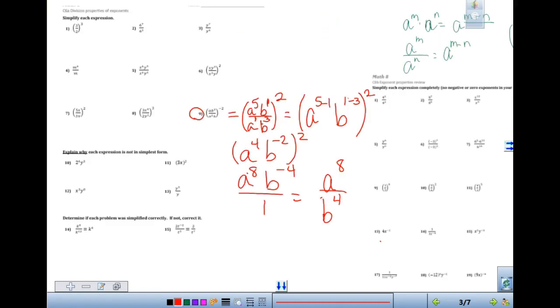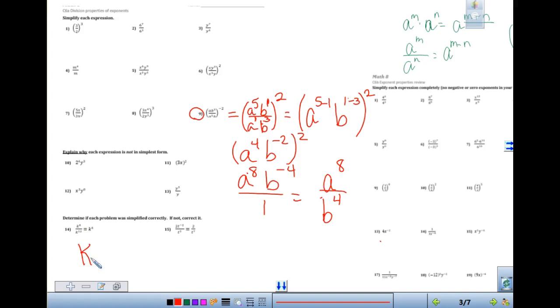You're explaining up here in 10 to 13 what you did wrong, but in number 15 it says determine if each problem is done correctly. So when we look at the problem for number 15, number 14 says I have k to the 8th over k to the 12th. They said k to the 4th.